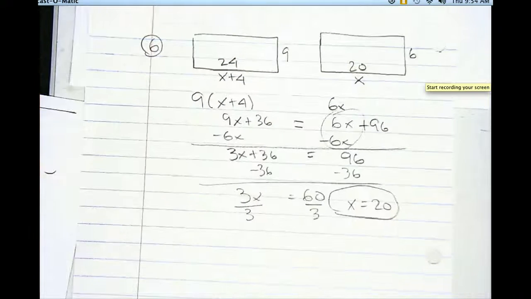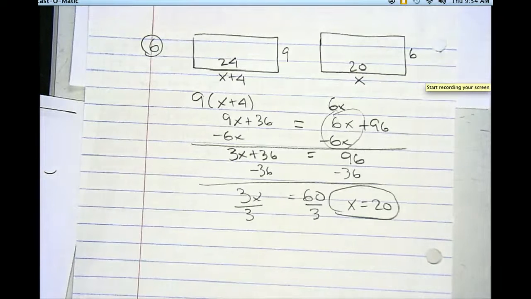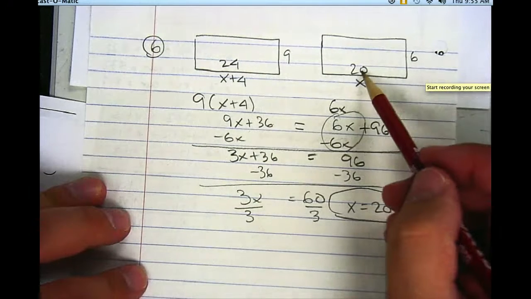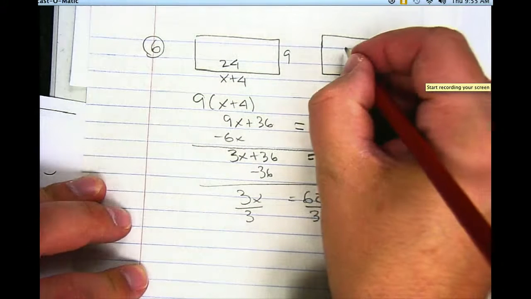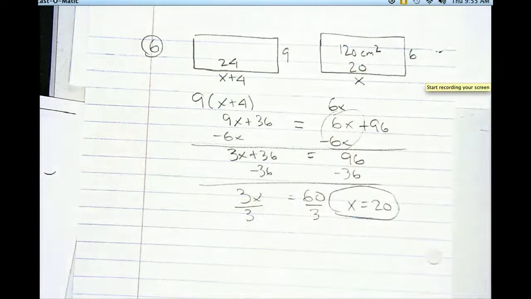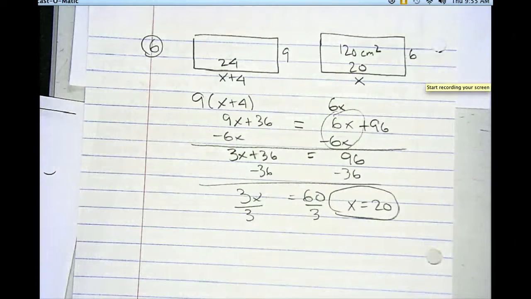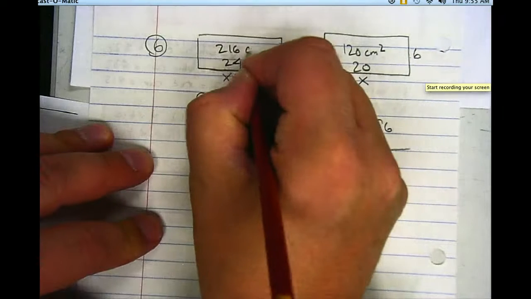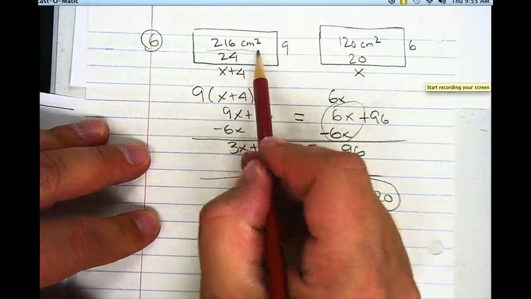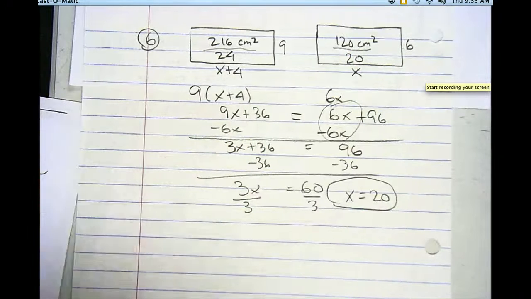Now I can check my answers to make sure they're right, to make sure that the area of this is 96 more than that. I can do this one really easy. 20 times 6, the area of this one is going to be 120 centimeters squared. 24 times 9 is 240 minus 24, so this is going to be 216 centimeters squared. If I look at that carefully, this is 96 more than that. So my answer checked out, and it's correct. And that's how you solve problems on worksheet number 49.